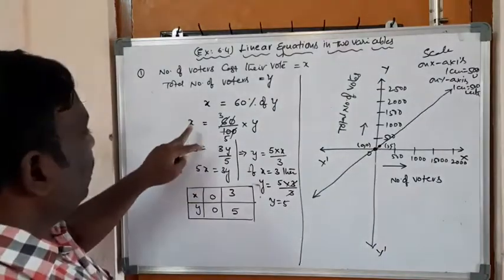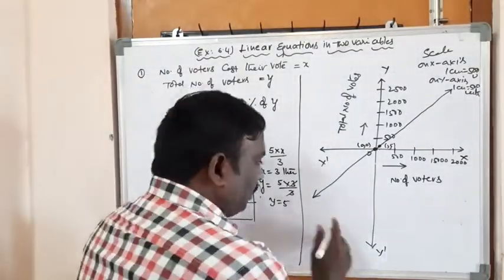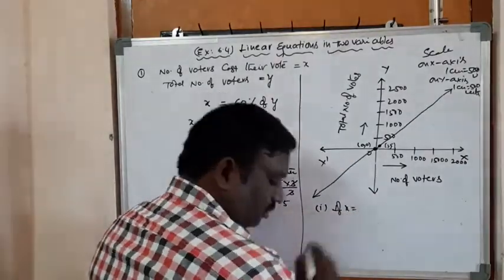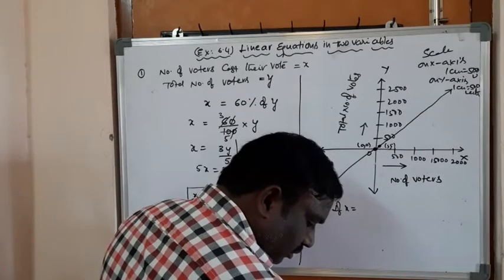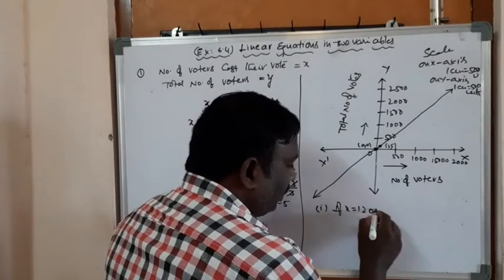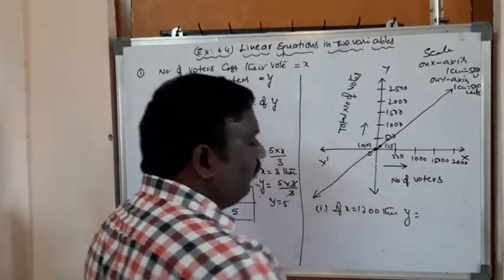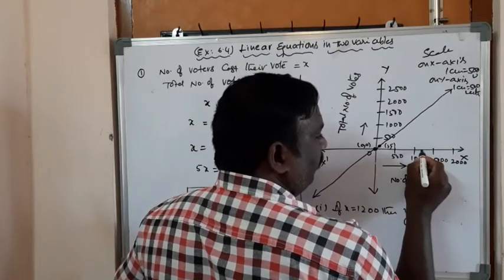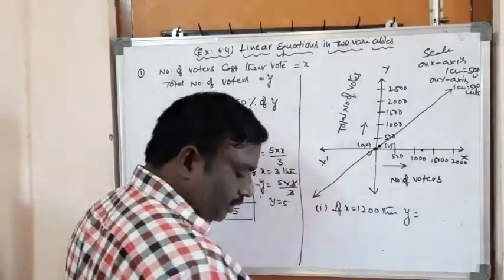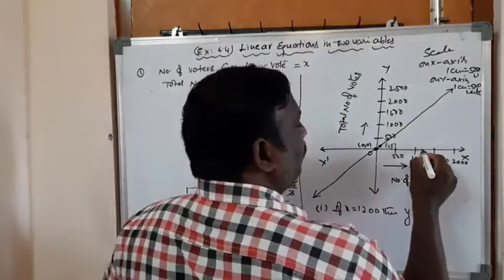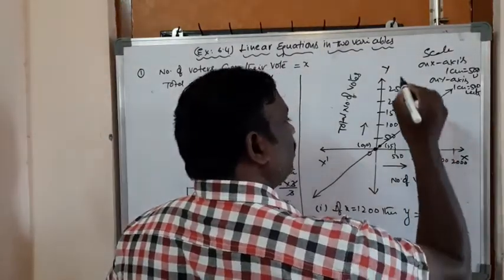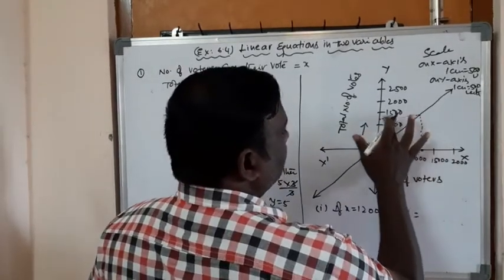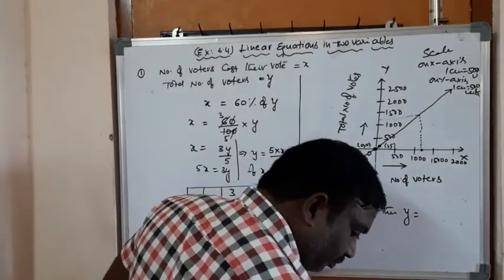What about the x value? They are asking the first question. If x equal to 1200, then y equal to, where is that 1200? This is exactly the middle, 1250. Before that one, 1200 approximately. Then from here draw the perpendicular line to the line equation. Definitely it will intersect somewhere.